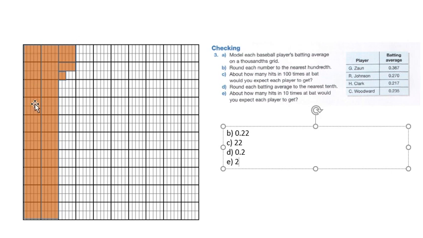So 1, 2, 3, 4. We keep counting, 21, 22. We can show it that way. Or if we're showing tenths, we can show how 1 column is 1/10. So 2 columns is 2/10.